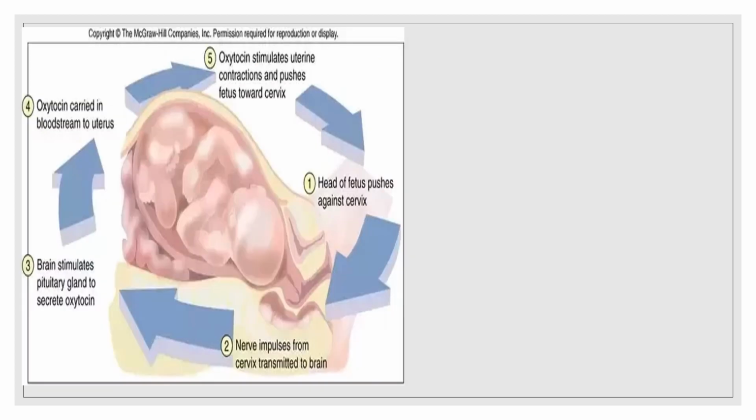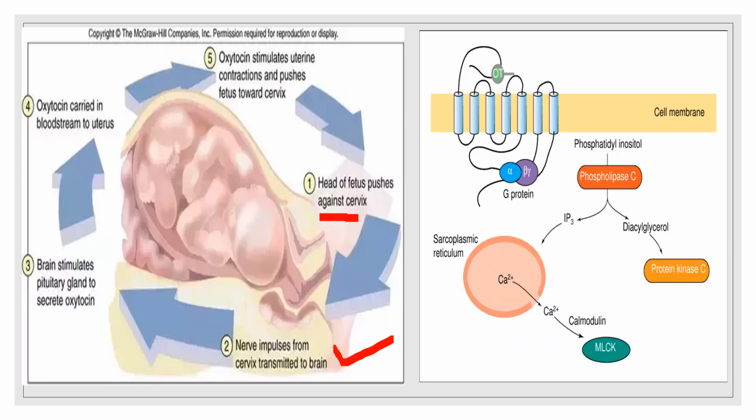Now what happens once labor has started? The cervix will undergo dilatation. There will be uterine contraction, which causes dilatation of the cervix. In addition, the head of the fetus pushes against the cervix. All these factors cause the dilatation of the cervix. Impulses from the cervix go to the brain, and from the brain oxytocin is released from the posterior pituitary.